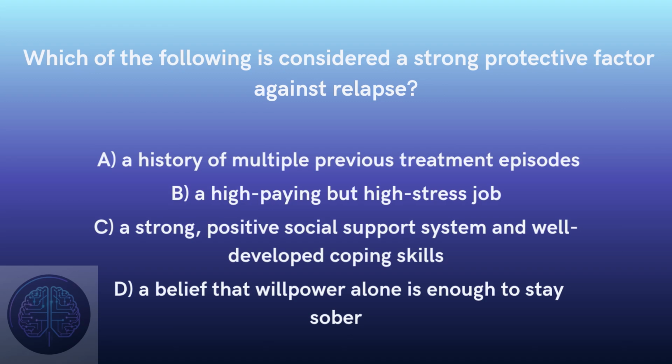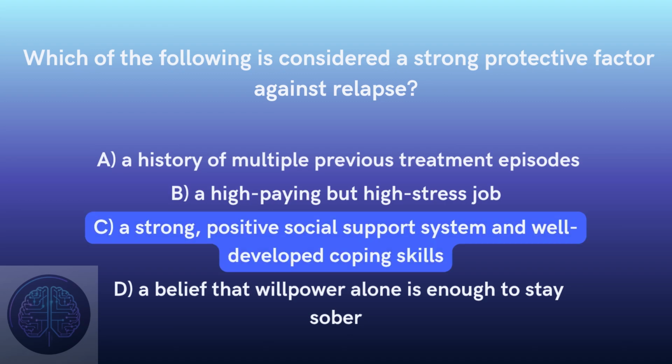The correct answer is C. A strong, positive social support system and well-developed coping skills. These are two of the most robust and consistently identified protective factors in recovery literature. A supportive network provides encouragement, accountability, and practical help, while effective coping skills give the individual the tools to manage stress, cravings, and difficult emotions without resorting to substance use.